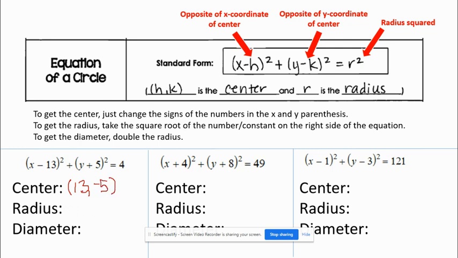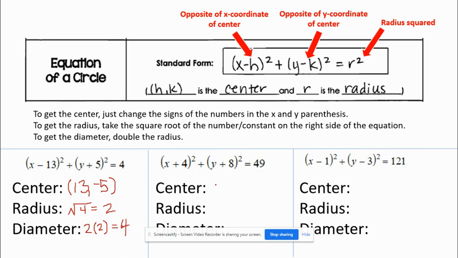Okay, then for radius, again, remember this number is the radius squared. So what you're going to do is take the square root of that radius squared that's over here by itself. So we end up with a radius of 2. Finally, to get the diameter, you're going to take the radius and multiply it by 2 because the diameter is 2 radii. So 2 times 2 is going to give us 4. So see how easy it was?